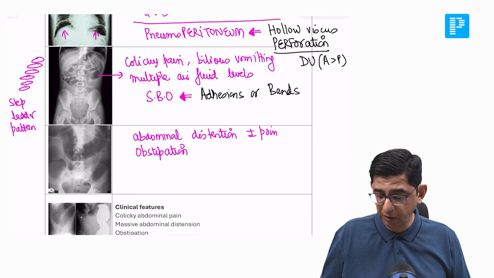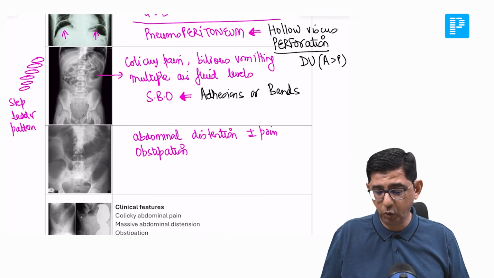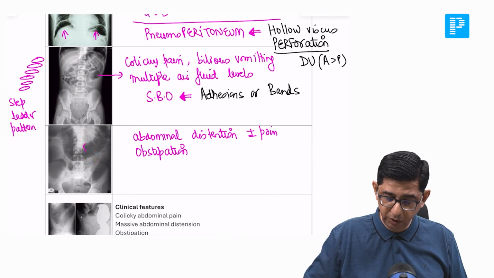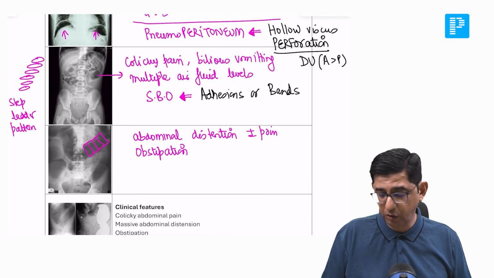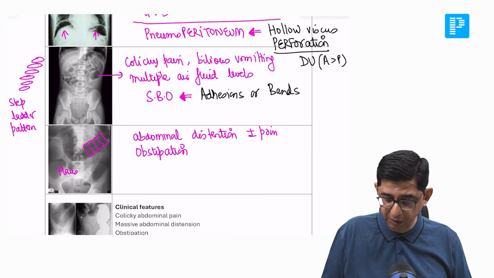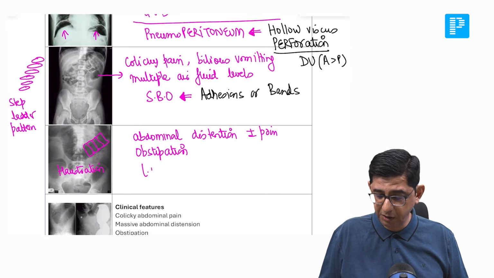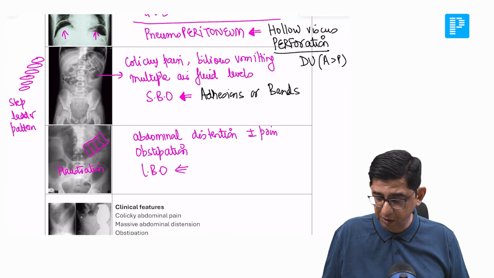And along with this, when we are doing an X-ray in the patient, we can notice these hugely dilated loops, and you can see the haustrations there, right? You can see the haustrations. So therefore, since the haustrations in this case are visible, we are talking about an LBO, that is a large bowel obstruction in a patient.